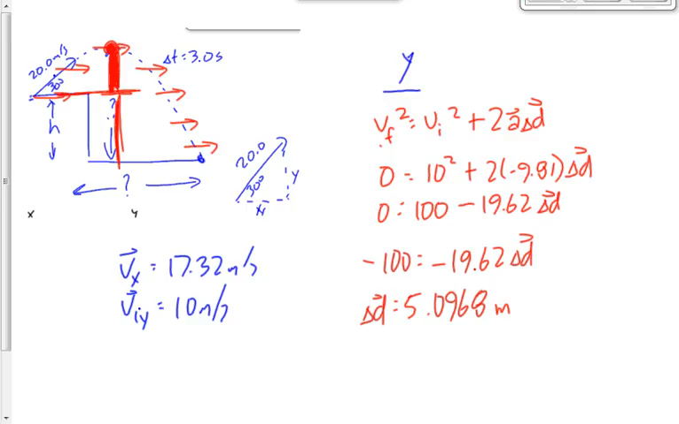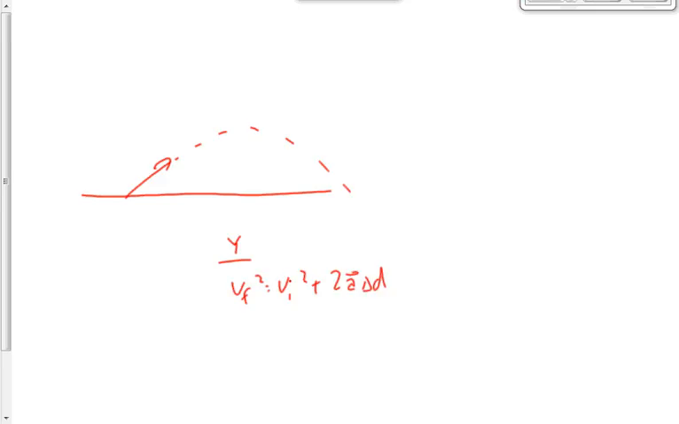You are more likely to see a question involving max height where it's launched from ground level, comes back down to ground level. If that's the case, then you're going to do the same thing for the y component. Vf squared is equal to Vi squared plus 2ad. Set Vf equal to 0. Vi would be whatever, let's say 10 again. But this time delta d would be your answer. There would be nothing to add it to in that case, right? That's what you're more likely to see. Got it?